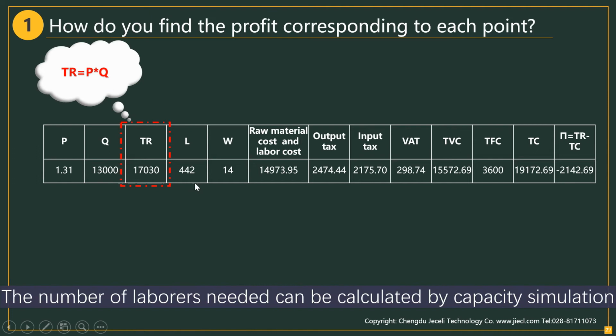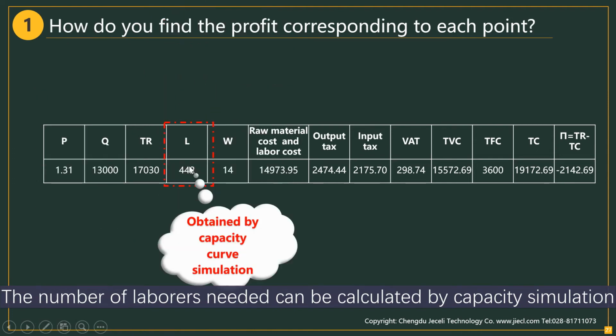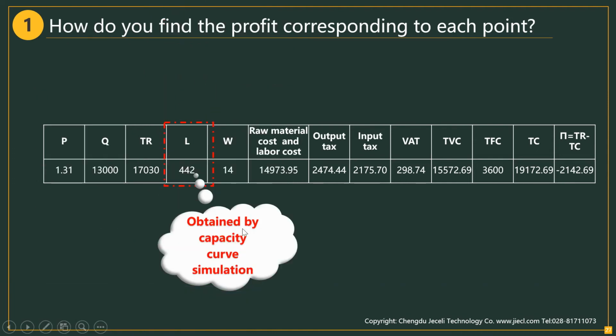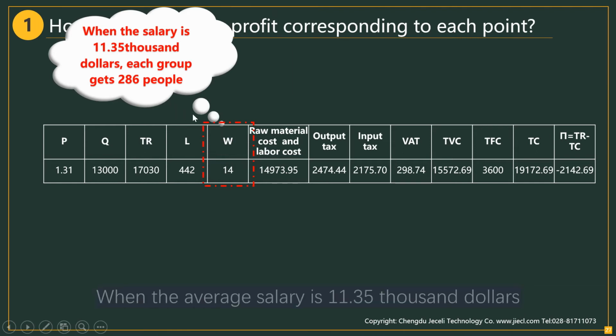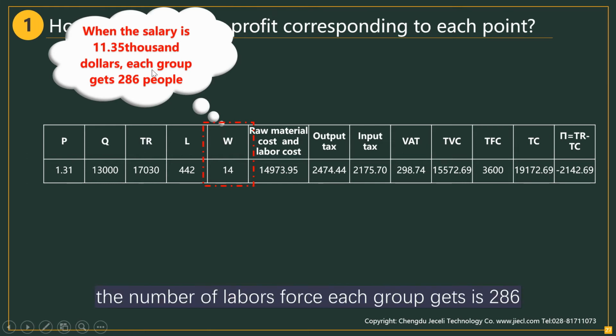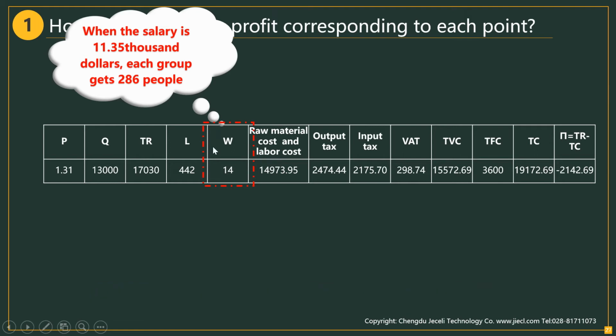The number of laborers needed can be calculated by capacity simulation. As for the salary, we have known that through the labor bidding simulation. When the average salary of labor is at $11,630, the number of laborers each group gets is 286.